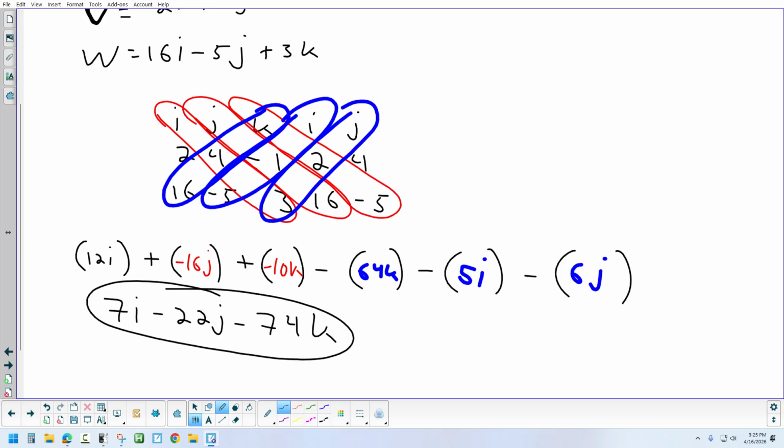And that's the cross product between vectors v and w. Okay, any questions on finding the cross product?